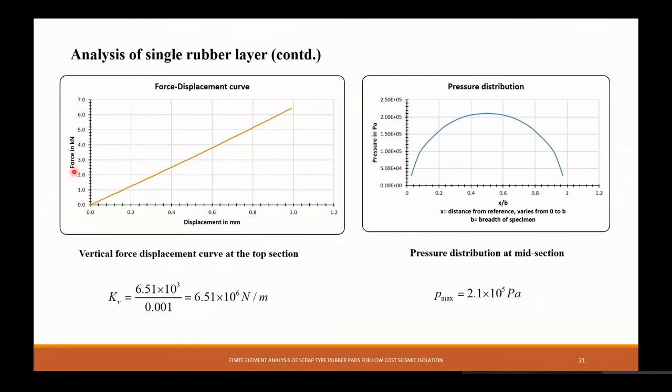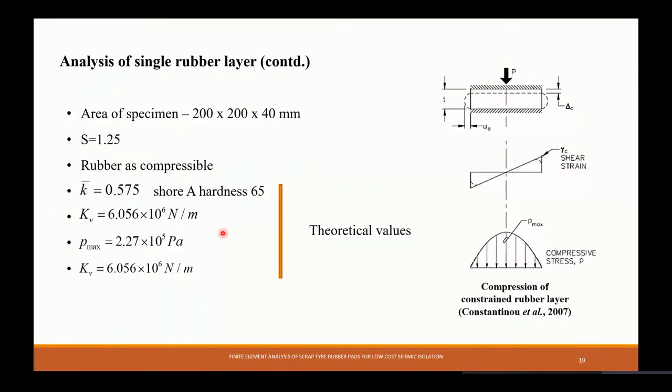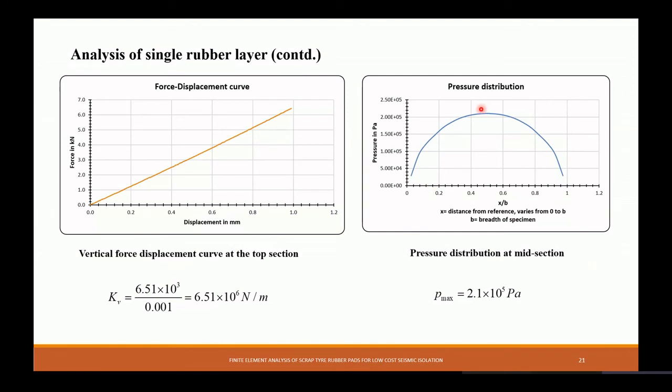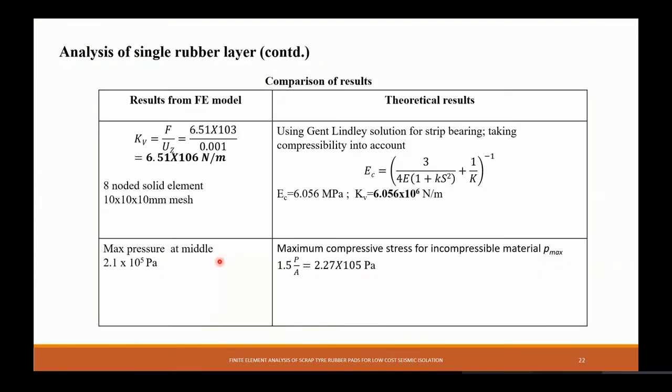What is shown here is the force displacement curve for 1 mm, and the pressure distribution is the same as what we have seen in previous slides. If you look at the analytical compressive distribution, you obtain a similar kind of pressure distribution here, with a vertical stiffness of 6.5 into 10 to the power 6 Newton per meter. Here is a comparison of the analysis using the finite element model and the theoretical results. The finite element model matches somewhat closely to the theoretical result, which gives 6.05 into 10 to the power 6.